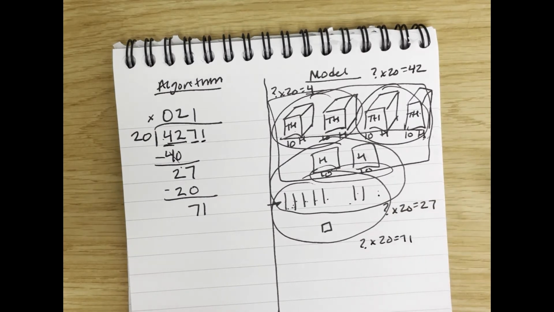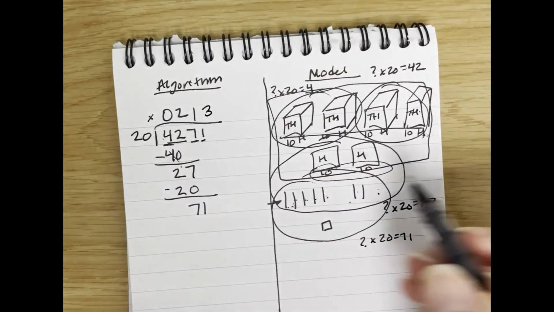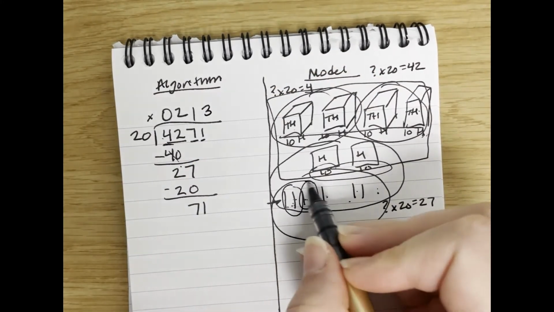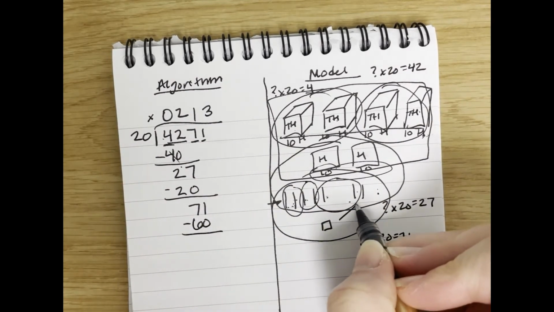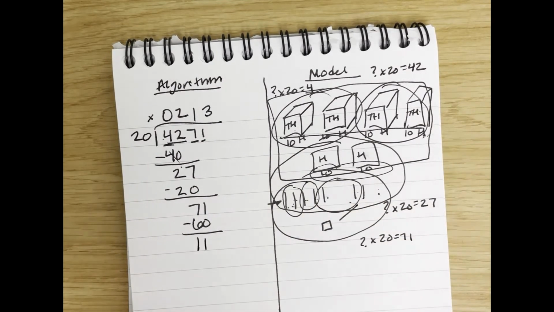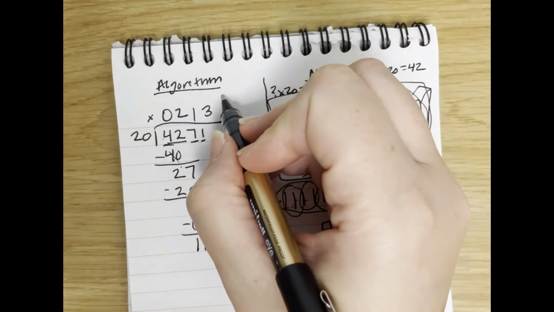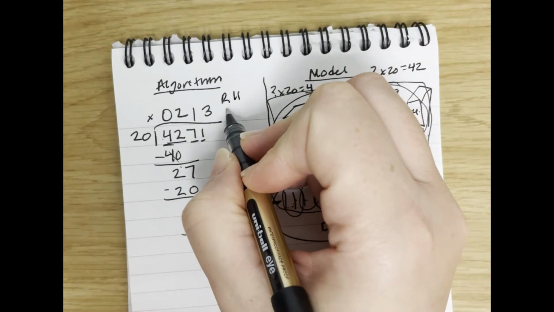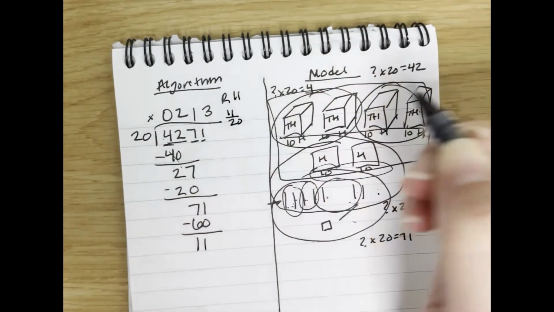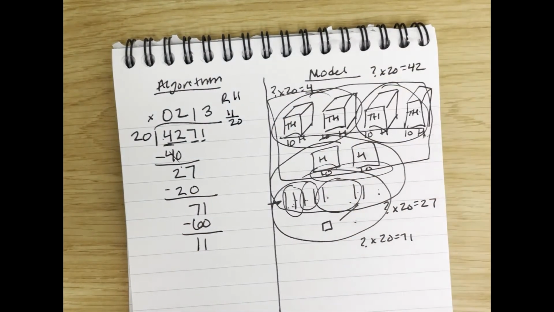So 20, 40, 60. So I can make 3 groups. 1, 2, 3, which is 60. And then I will have right there my 11 left over. So you can have them write it as a remainder 11, but also writing it as the fraction as well. So that is the first way to solve.